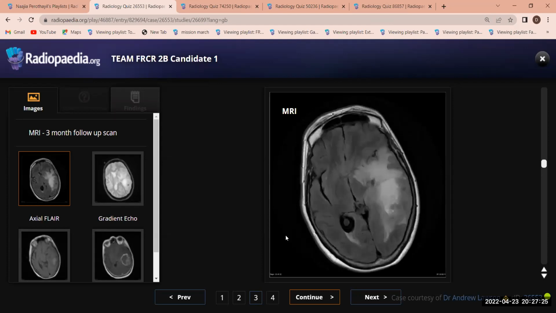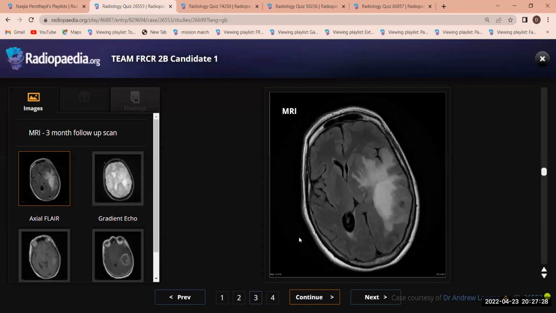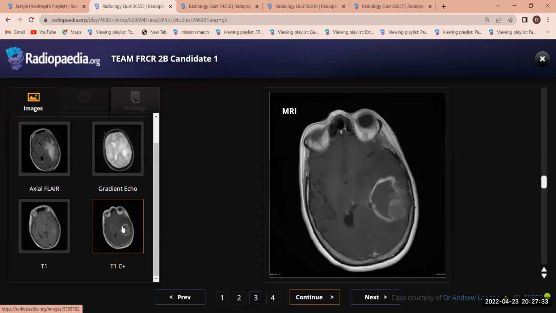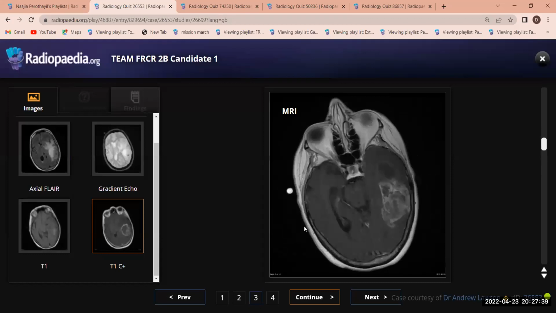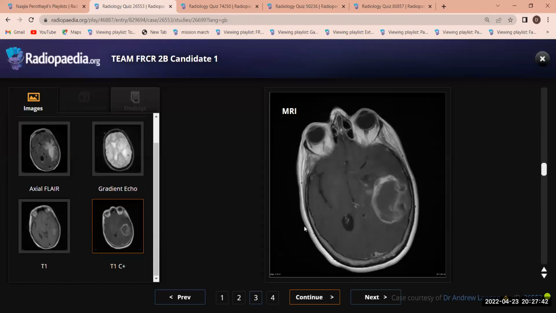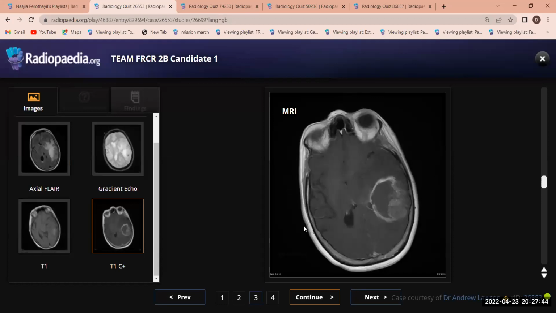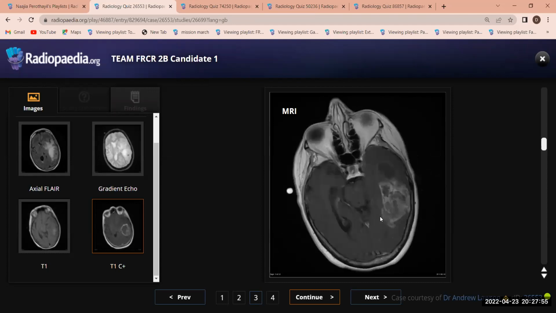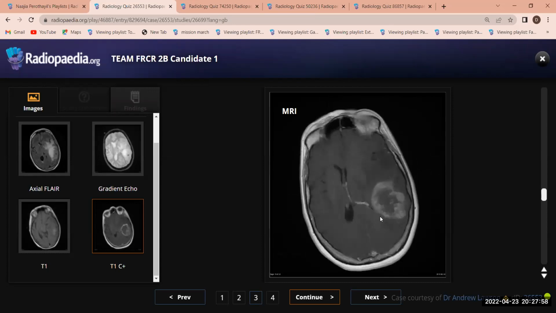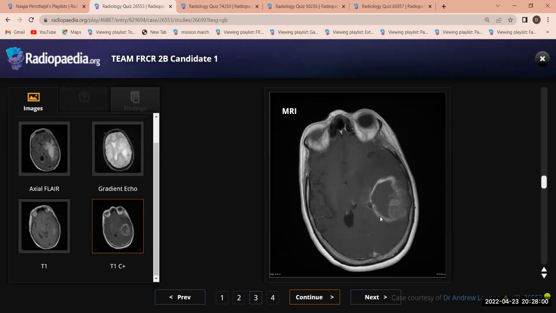So can I have a look at the post contrast? Yeah, you can have a look at the post contrast. Yeah, that one. Okay, so the contrast enhanced study shows heterogeneous predominantly peripheral rim enhancement. The rim appears to be thick-walled, nodular, and irregular, with significant surrounding edema. So this is highly concerning for a malignant lesion. I'm more concerned about GBM, glioblastoma multiforme.